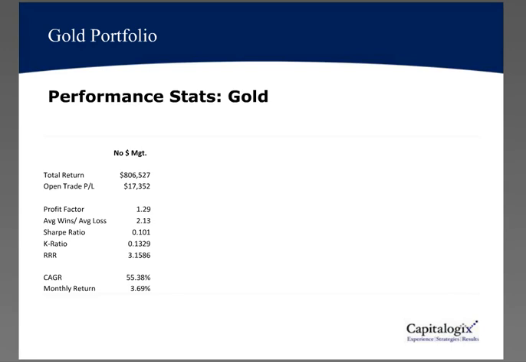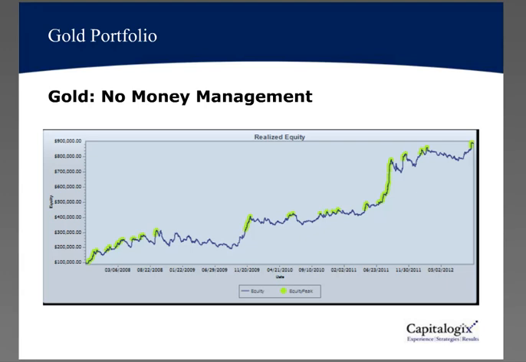Profit factor 1.29, average wins to average loss 2.13, both good numbers. We've got a fairly good Sharpe ratio, K ratio, and return retracement by itself. And I'm deliberately selecting an aggressive portfolio. You can see that the CAGR is 55% and the monthly return is 3.69% on a monthly basis. So we're already starting off with something pretty aggressive, as you can see here with the equity curve, where it's nice and steady. It does have flat periods, and it also has periods where it can do quite strong.